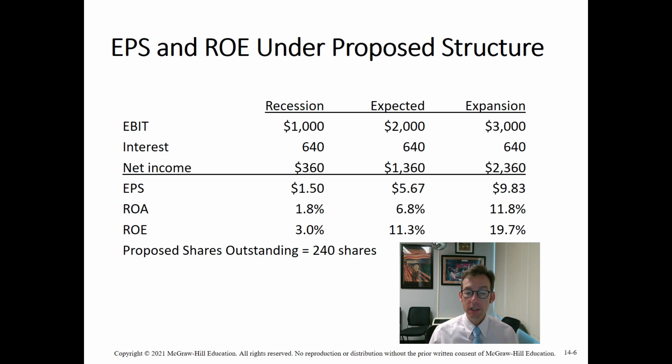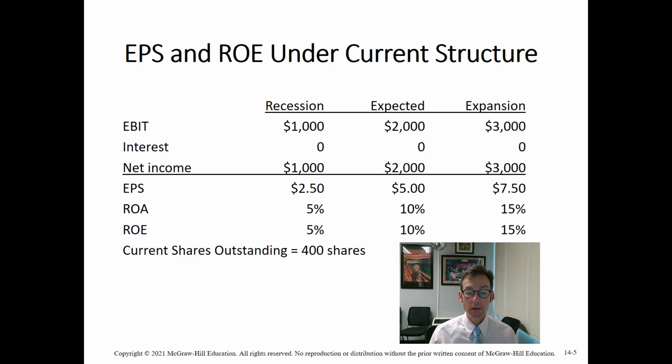And two things have changed here. Not only has our net income changed, but the total equity of the firm has changed because we've repurchased $8,000 in shares using that borrowed money. Now there is only $12,000 in total equity. And so 360 divided by 12,000 gives us an ROE of 3%. Now, once again, notice that is lower than the ROE in recession in the unlevered structure.